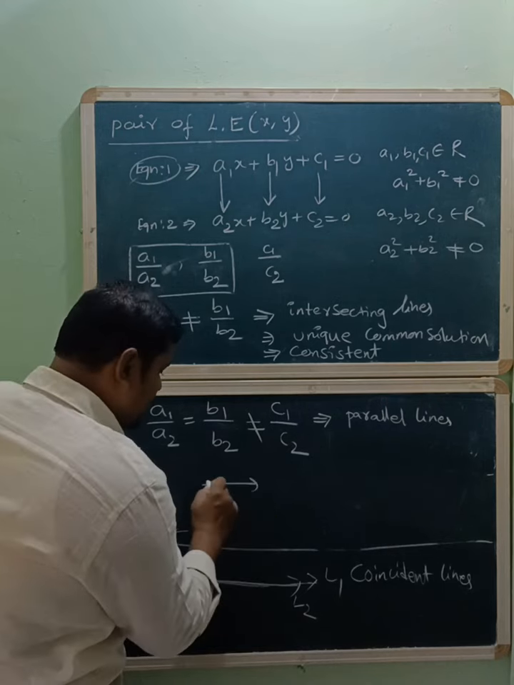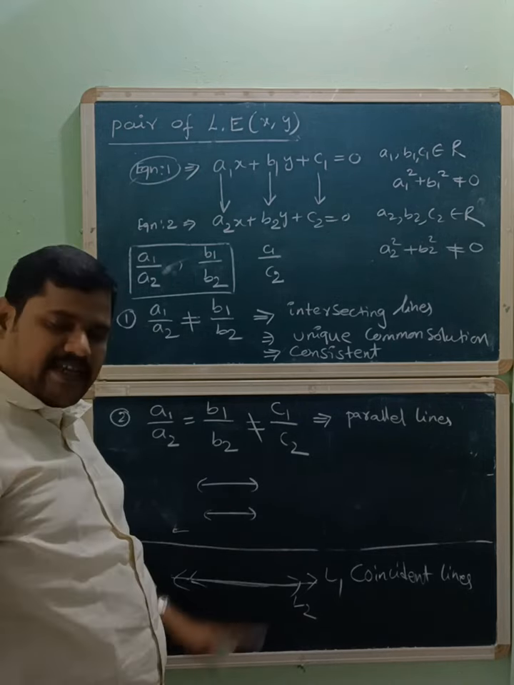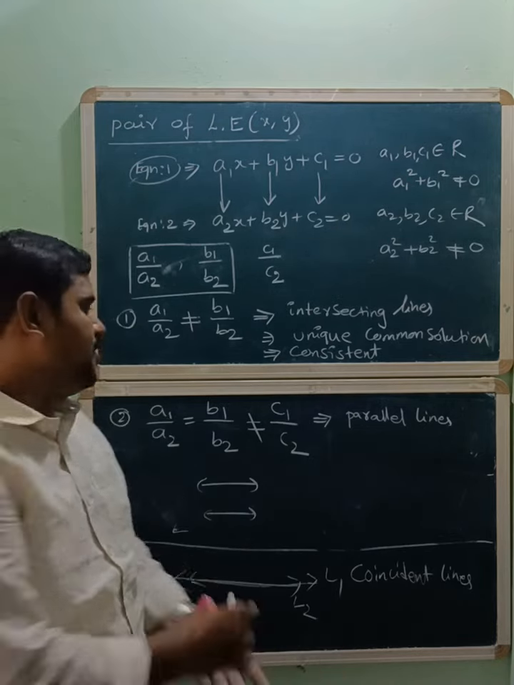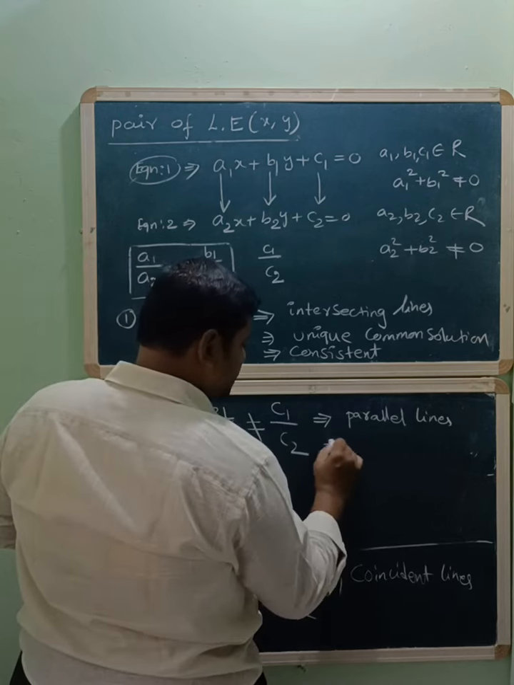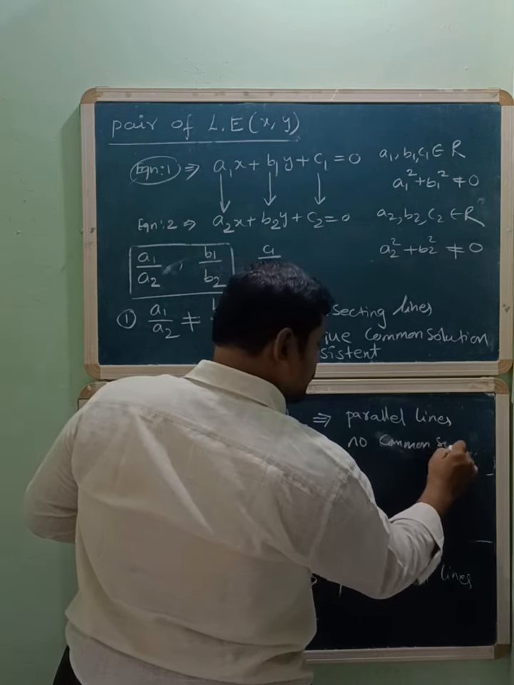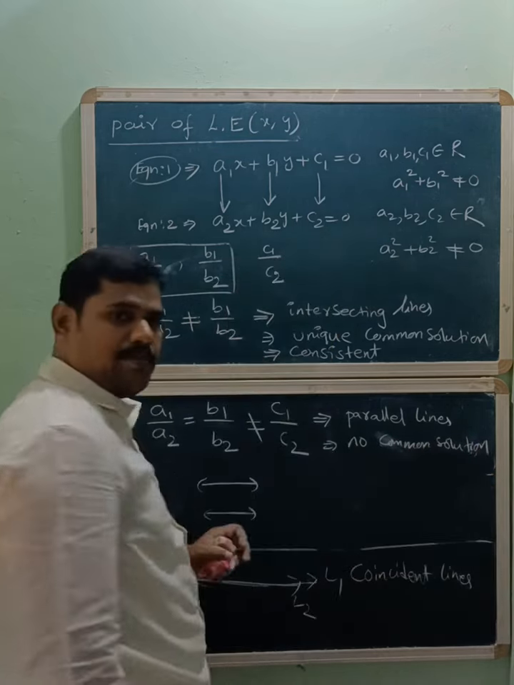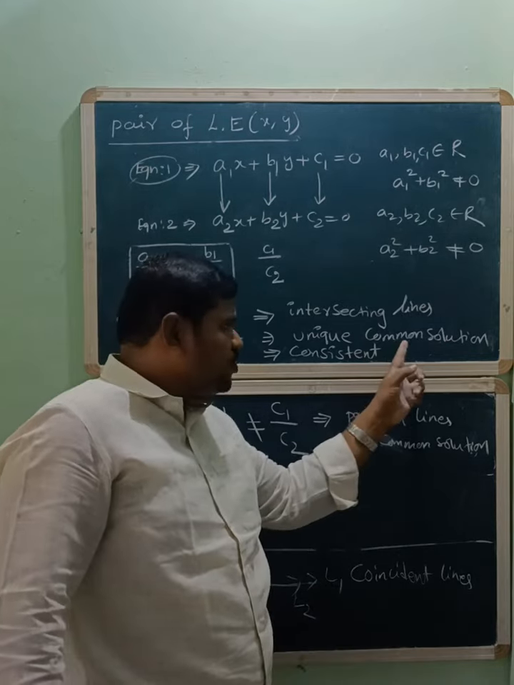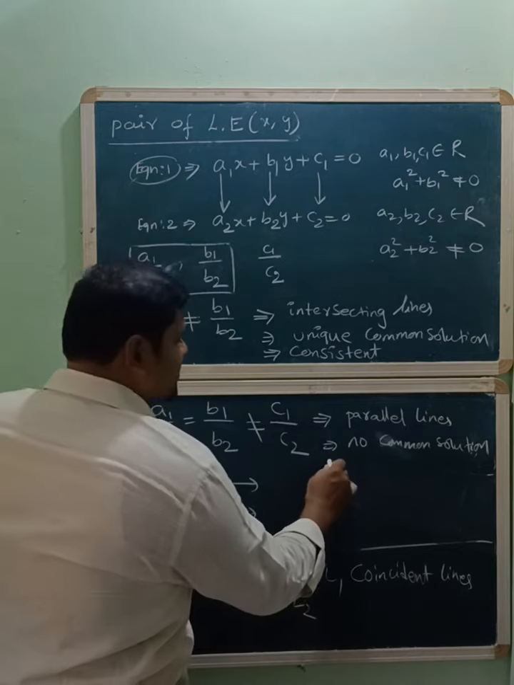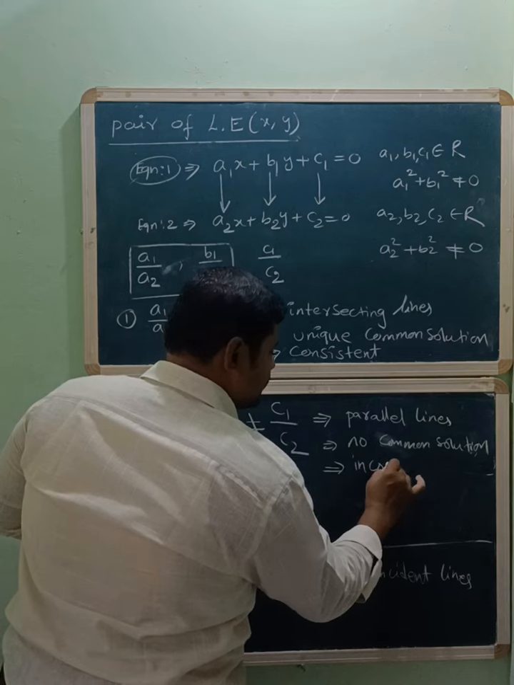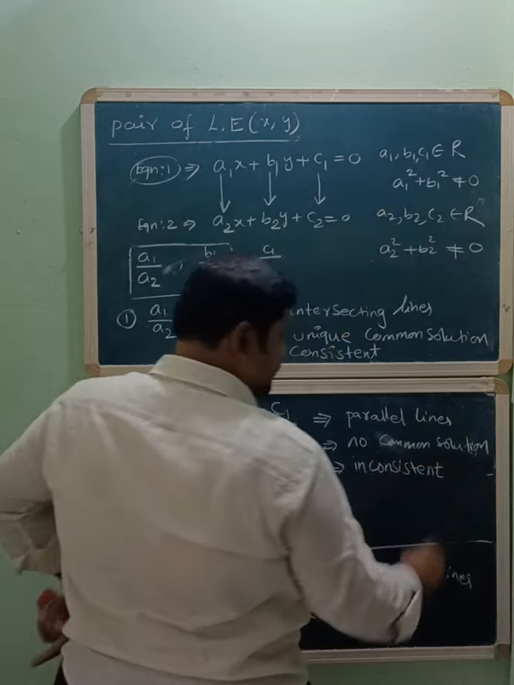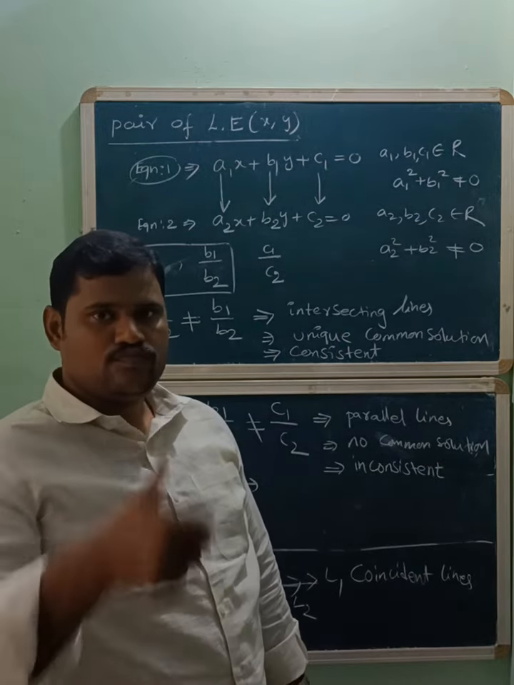Suppose you know that these are parallel lines, are they intersecting anywhere? No. Are there any common solutions? No common solution. So how many solutions? No solution. If at least one solution is there, then we can say consistent. Here there is no common solution, so these lines are inconsistent.